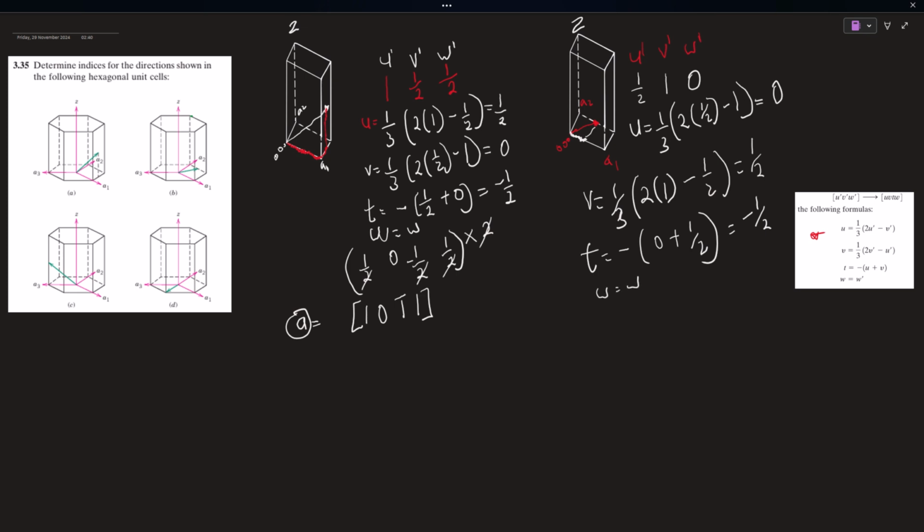Then our W is equal to W. So by the time we write that out, we have to cancel out by 2. We have our U to be 0, 1 over 2 minus 1 over 2, and we have our W to be 0 itself. Once again, we multiply through by 2, 2 cancels 2, and multiply by the other ones. So our final direction is 0, 1, bar 1, and 0. So this is our B.